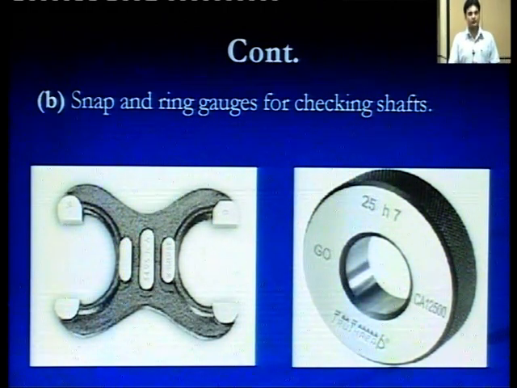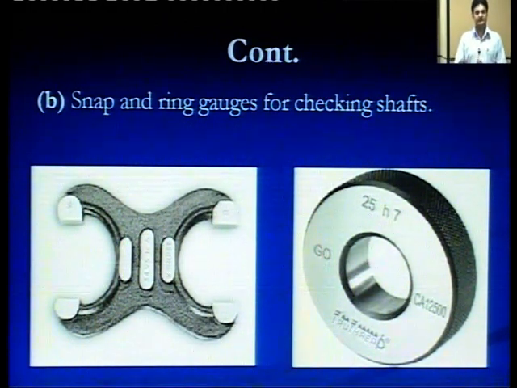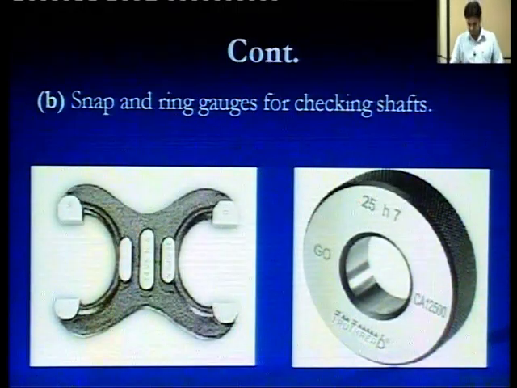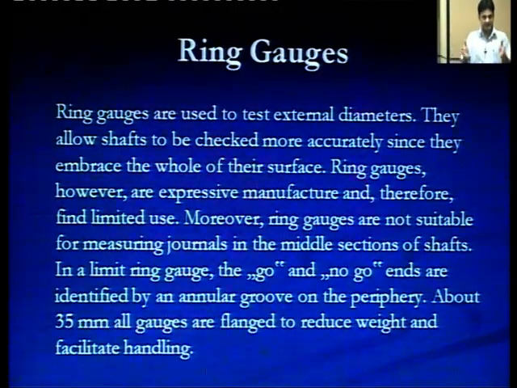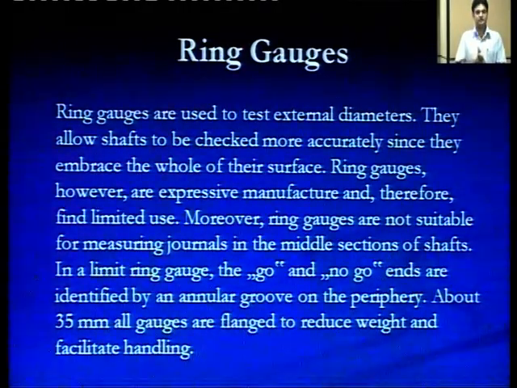Now, this is the diagram showing snap and ring gauges for checking the shafts. Plug gauges are for checking holes, and these snap and ring gauges are for checking the shafts. Ring gauges are used to test external diameters. With the help of ring gauges we test the external diameters of the shafts. They allow shafts to be checked more accurately, since they cover the whole surface of the shaft. Ring gauges, however, are expensive manufactured tools and therefore find limited use.